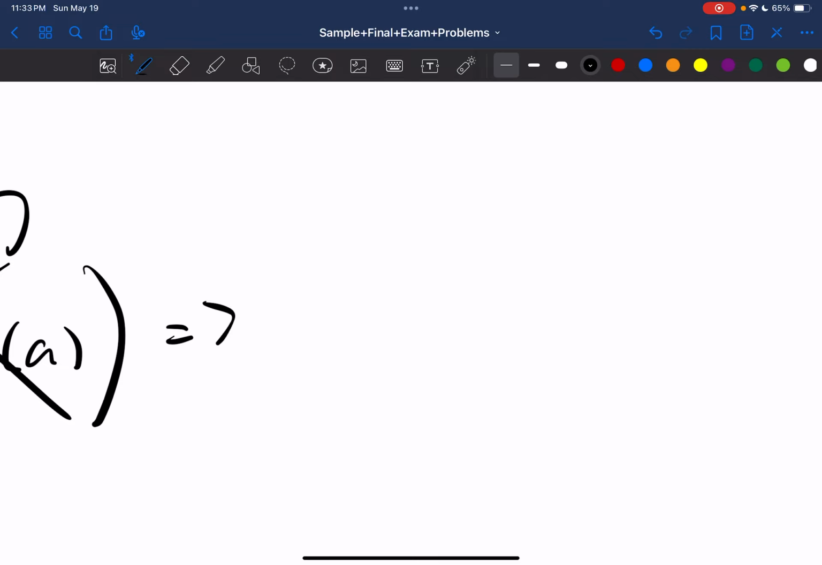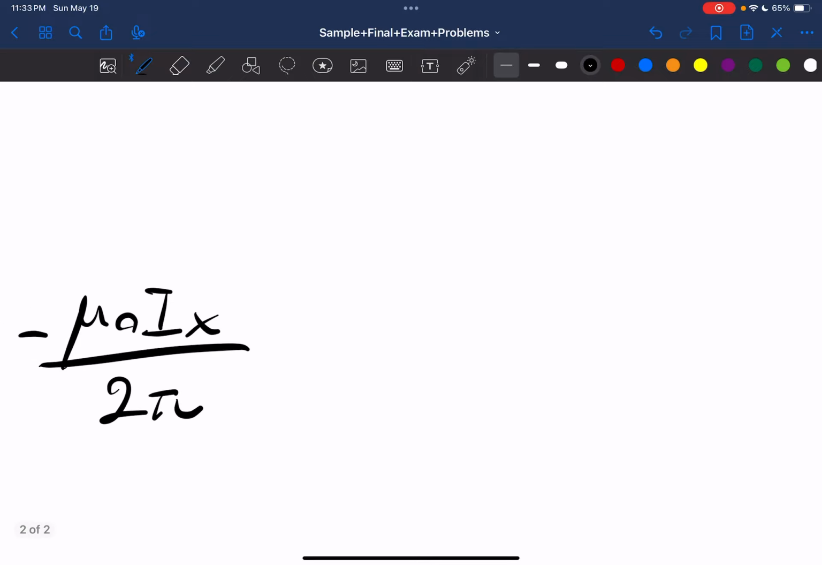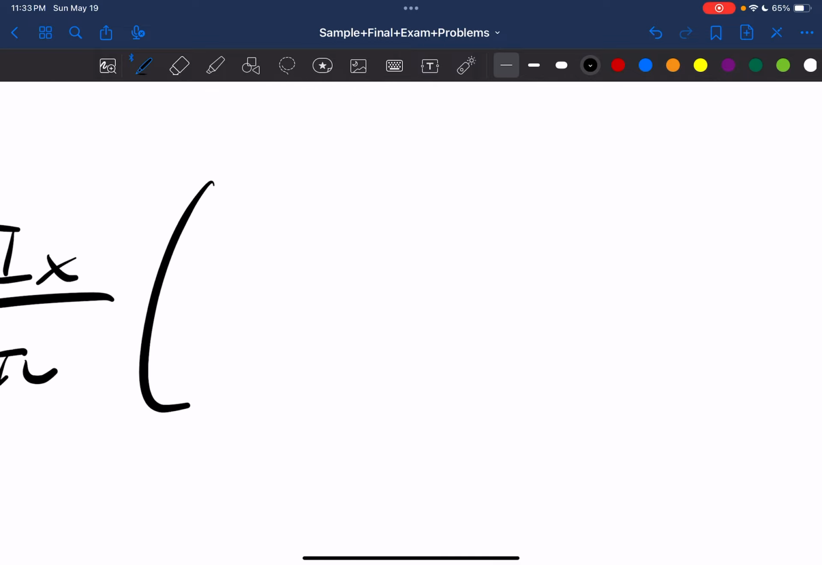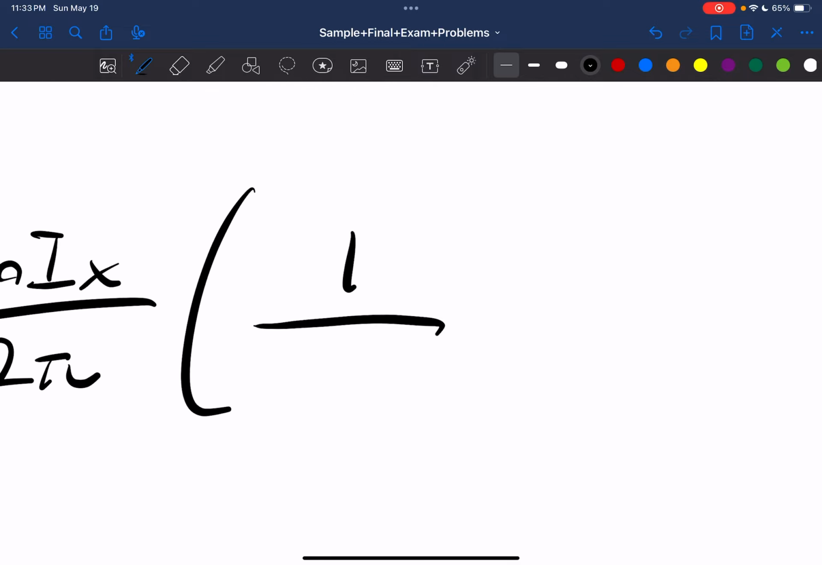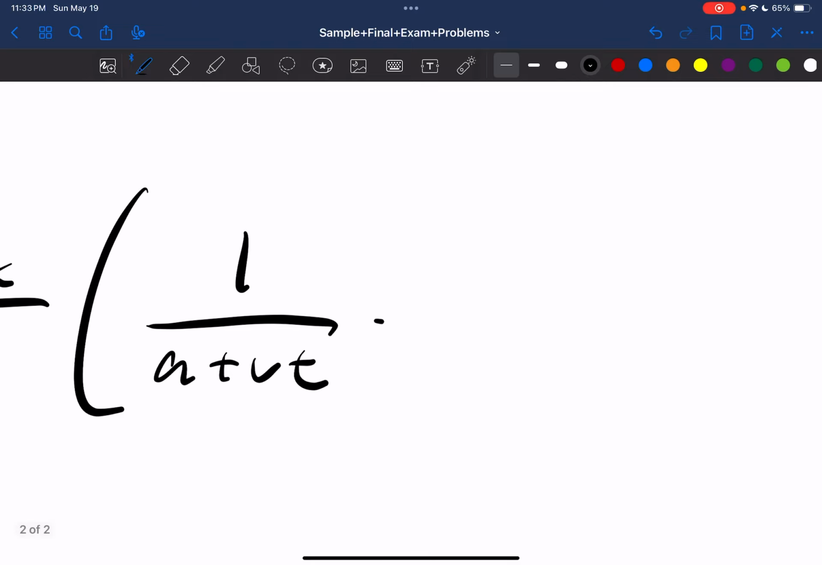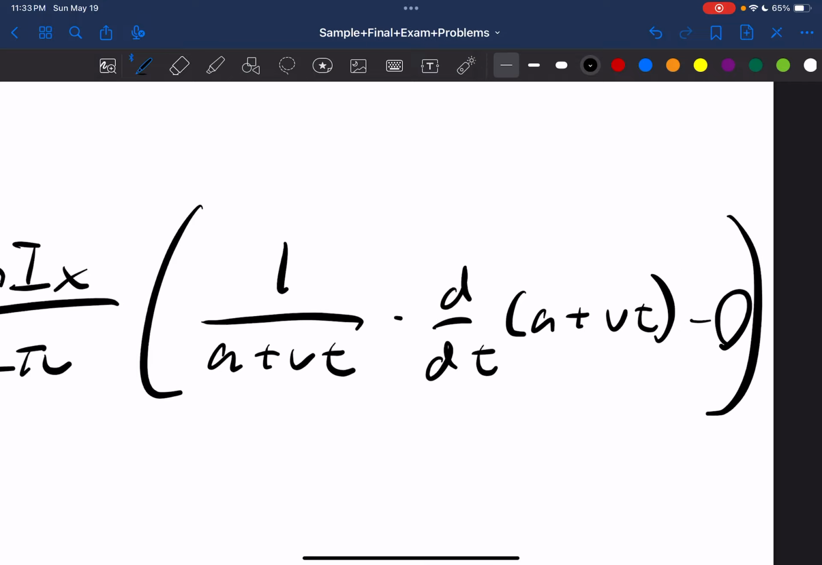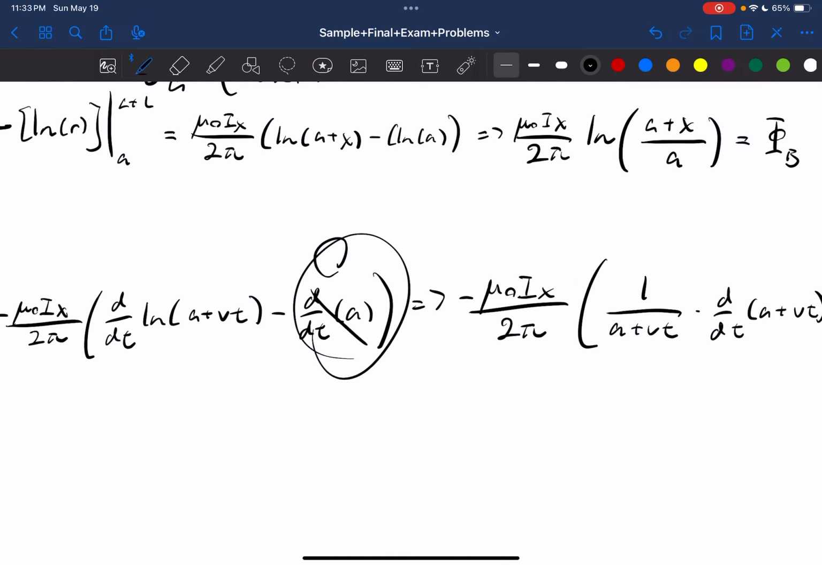Now we're going to move on. Again, mu naught I x over 2 pi. And after you differentiate the natural logarithm of a plus vt, that's going to equal 1 over a plus vt times the derivative of, using the chain rule, a plus vt, minus the constant 0 that we just did, this guy right here.